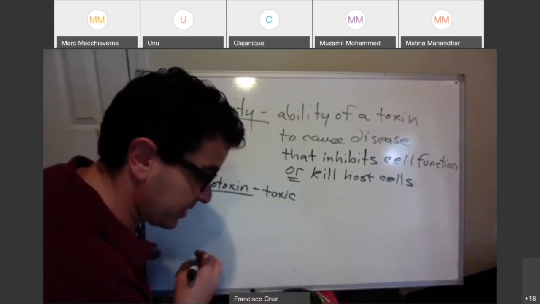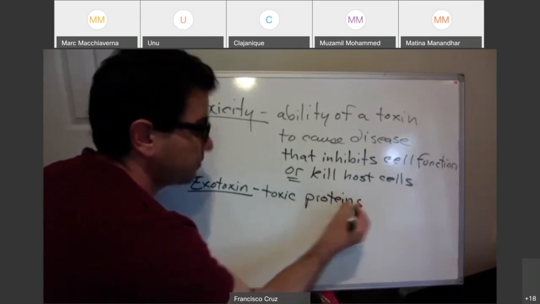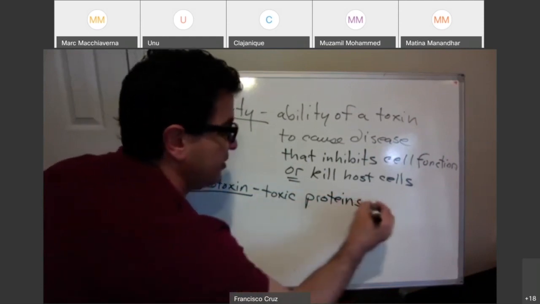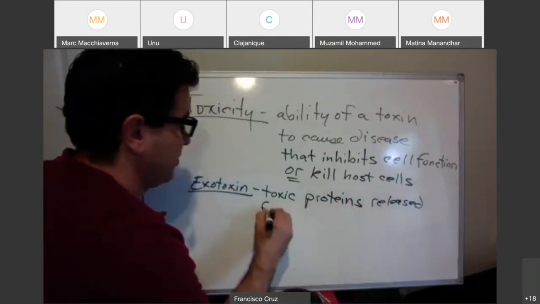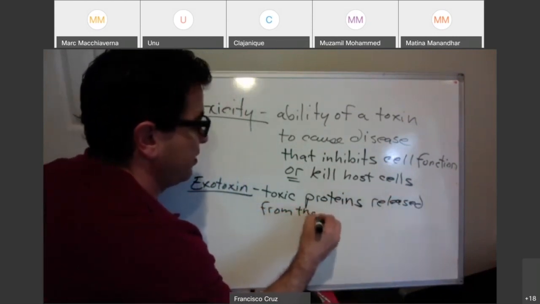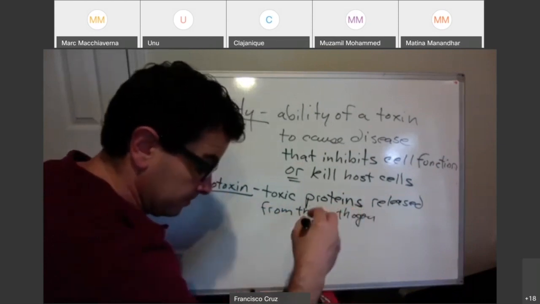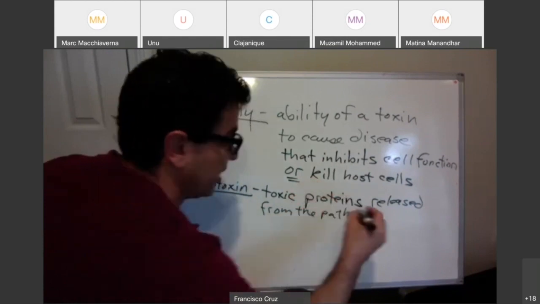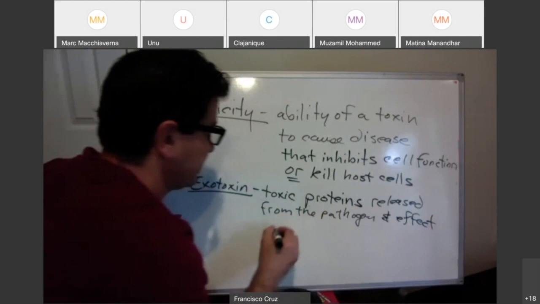Okay, back to the exotoxins. These are toxic proteins released from the pathogen and affect distant sites.